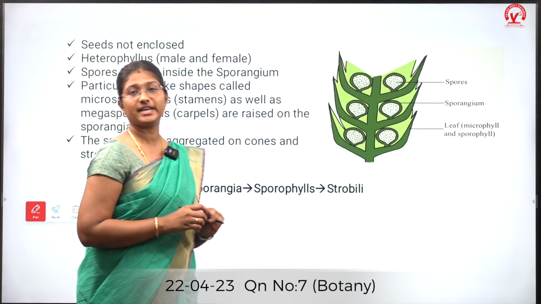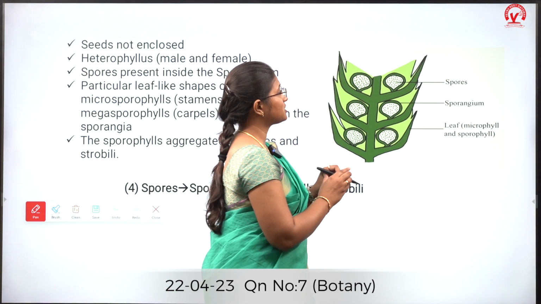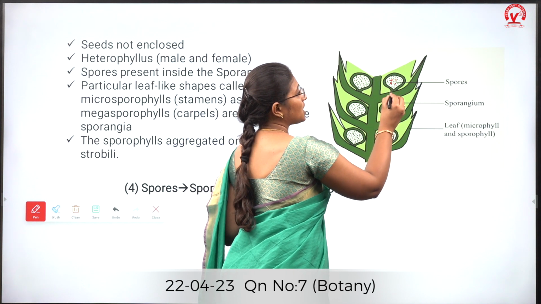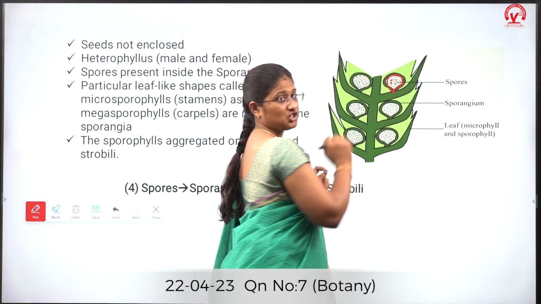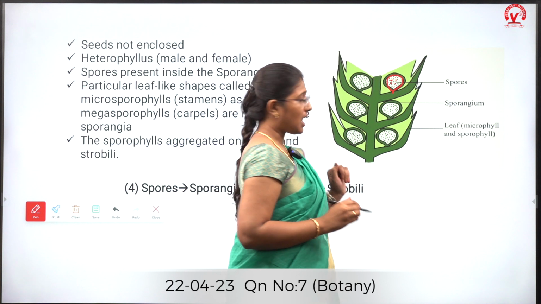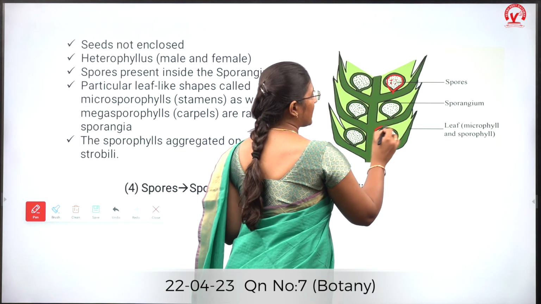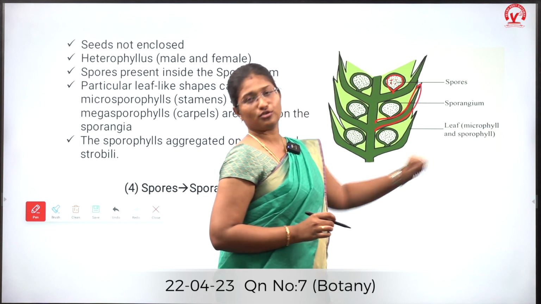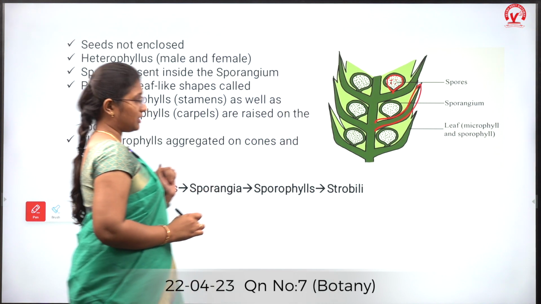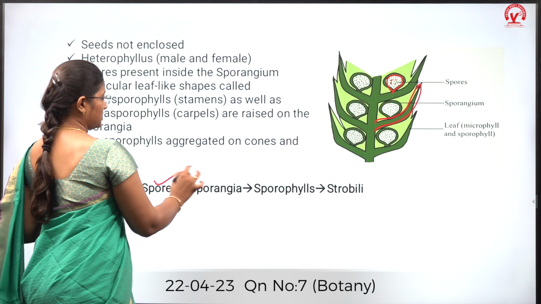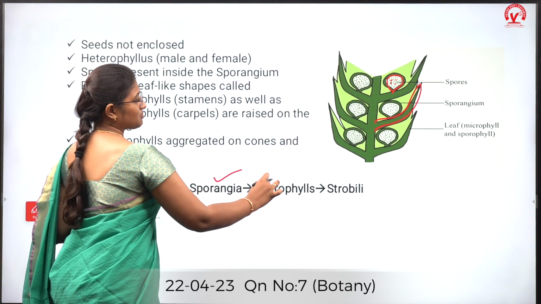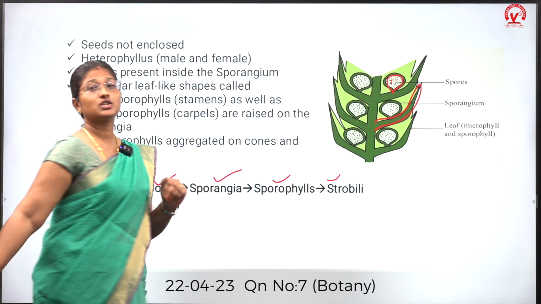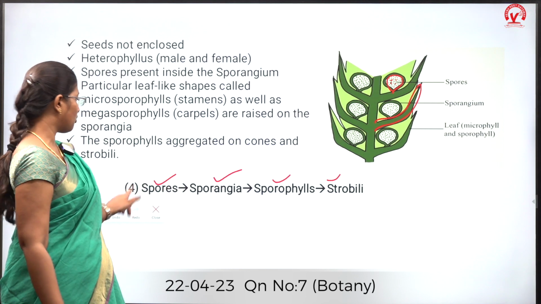From the image we can see that gymnosperms possess spores which are enclosed in sporangium, and these sporangia are covered by leaf-like structures called sporophylls. So the correct sequence will be first spores, then sporangium, sporophylls and strobilae. So the correct option is option 4.